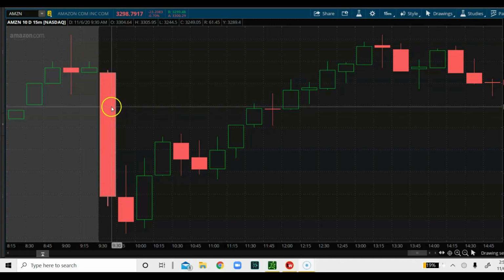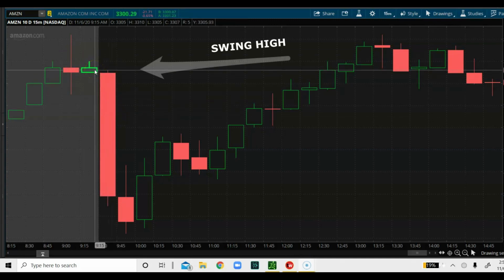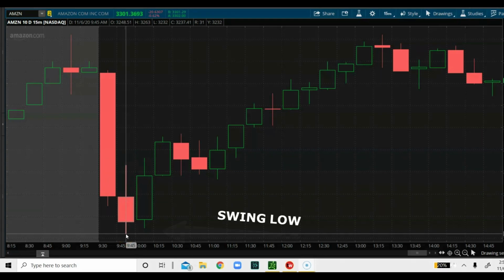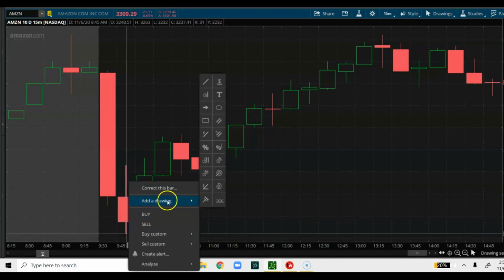So the first thing we do once we've identified the swing high and the swing low, we're going to draw our Fibonacci levels. The platform I'm using is THINKORSWIM by TD Ameritrade, and all I have to do is to right-click my mouse, add a drawing, and right there is my Fibonacci tool. So whatever platform you're using, you should be able to find the Fibonacci tools under the indicator tab.